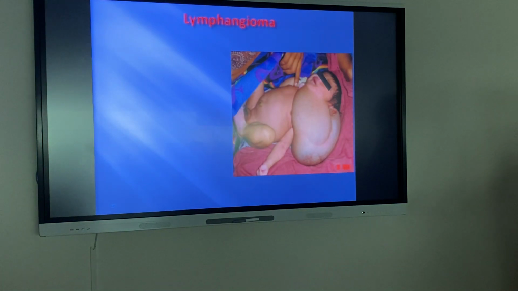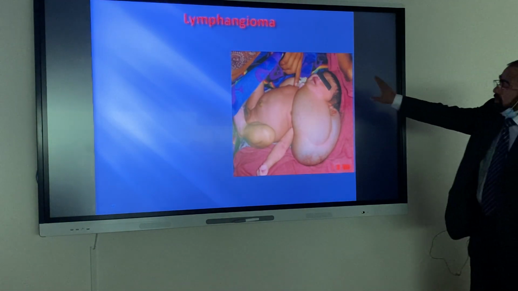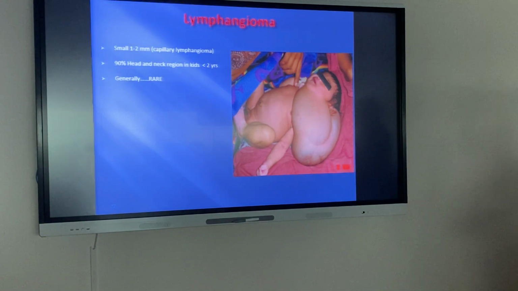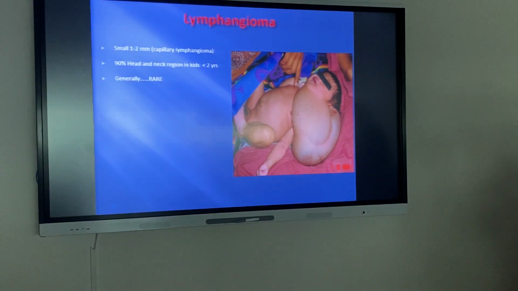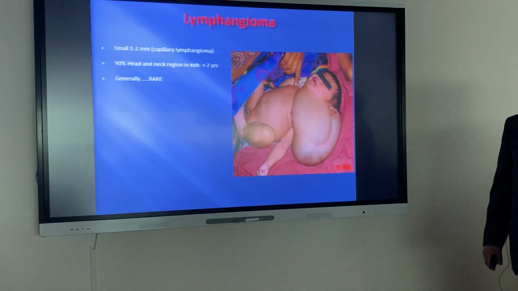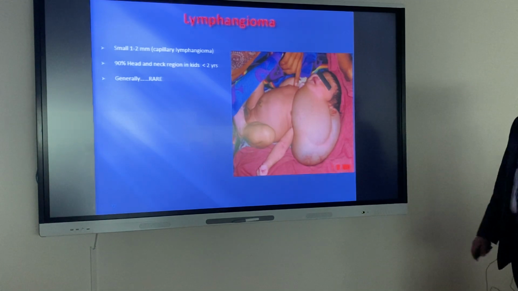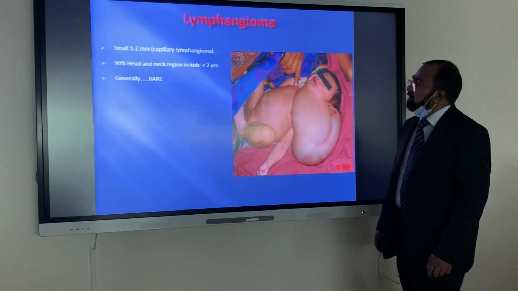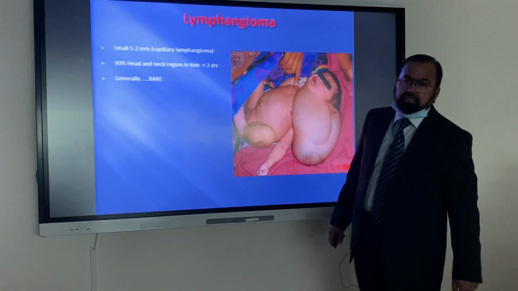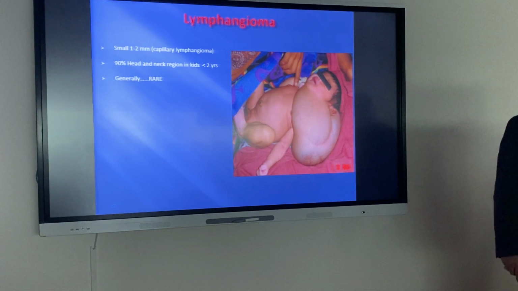Lymphangiomas, on the other hand, we will discuss later. So lymphangiomas are 1 to 2 millimeters, like capillary hemangioma. Just like capillary hemangioma, this is capillary lymphangioma. What will be the difference? No RBCs. 90% occur in the head and neck region in a kid less than 2 years. Generally they are rare as compared to hemangioma. Hemangiomas are very common.